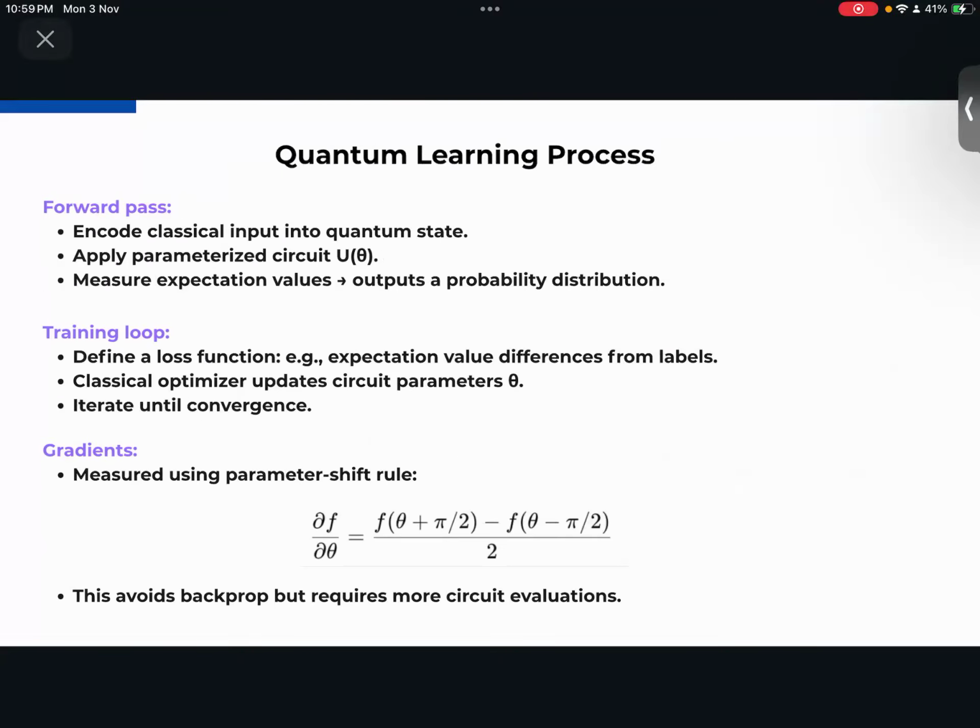The learning process is a forward pass. You encode the data, you apply the parameterized circuit, you measure the expected values, and then you have a probability distribution of your results. For the training, as I said, you define the loss function, you optimize over the parameter theta, and you iterate until your model converges. And then for the gradient, you can measure it using parameter shift rules.